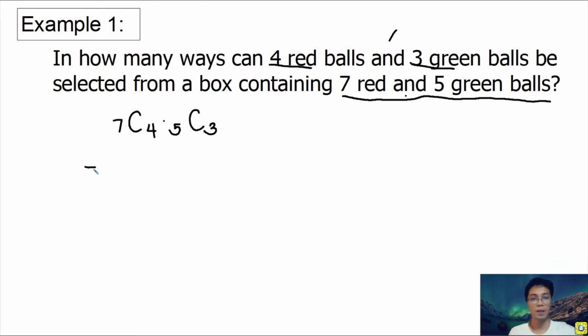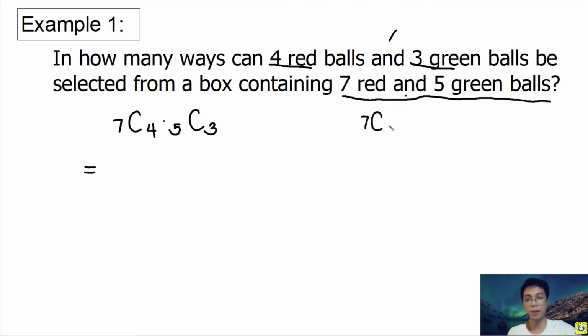So, ito po yung ating magiging solution. That will be 7 chosen 4 times 5 chosen 3. Dito, kailangan nating isimplify muna si 7 chosen 4 at saka isimplify din si 5 chosen 3. Yung magiging sagot natin doon, ita-times natin, and that will be our final answer. So, solvein muna natin si 7 chosen 4.